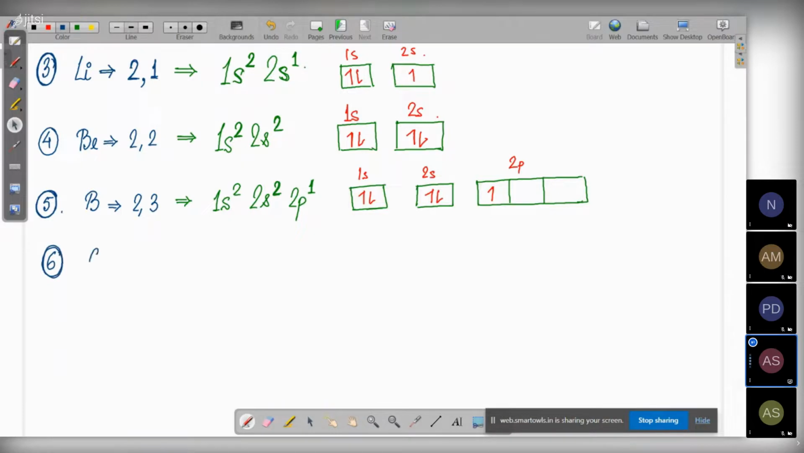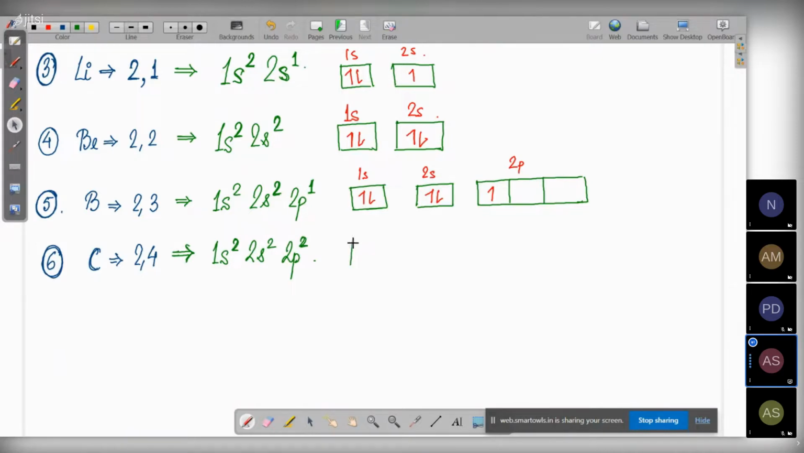What is the electronic configuration of carbon? Tell me. 2, 4. Tell. Don't be afraid. 1s2, then 2s2, yes, 2p2. So 1s2, 2s2, 2p2 is the electronic configuration for carbon.